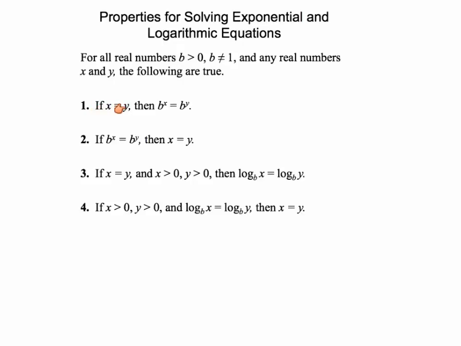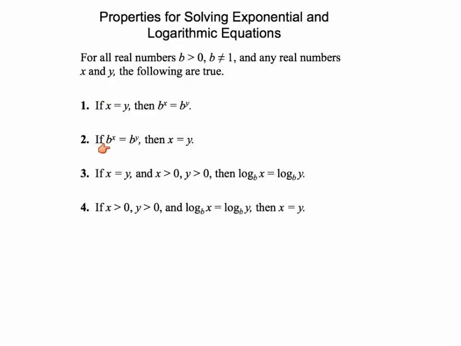If x is equal to y, then b to the power of x is equal to b to the power of y. So if we can make the bases equal to each other, we can conclude that the exponents are equal. In further examples, you will see that where it's possible, we would make the base on both sides of the equation the same, and from there we conclude the exponents are equal and we solve for the unknown.